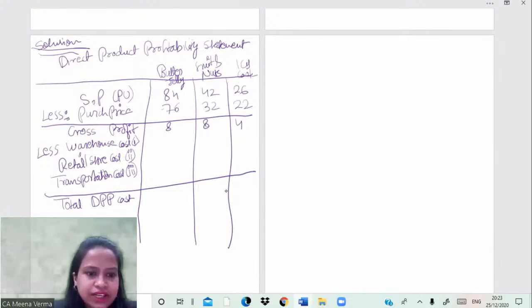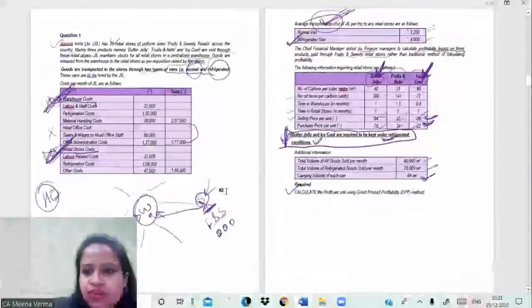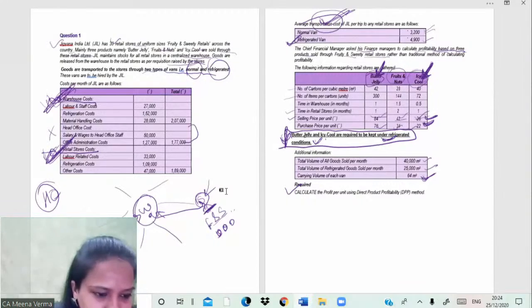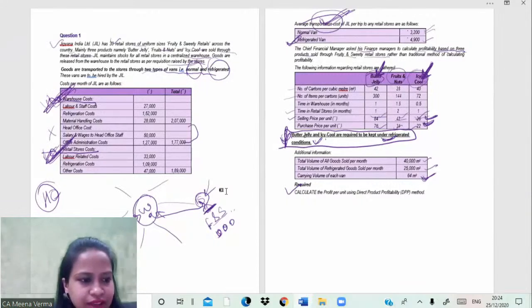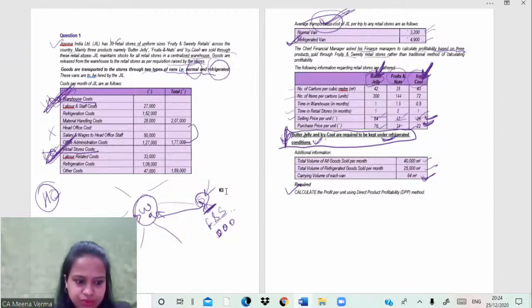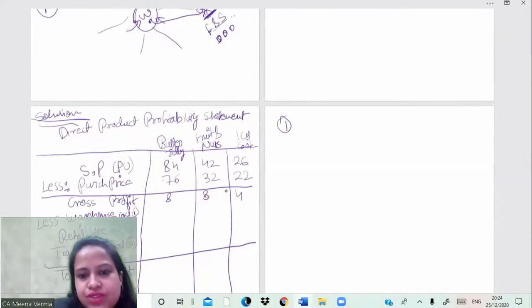Now we have to calculate the warehouse cost, retail store cost, and transportation cost. Can you calculate it for these values? I'm waiting for you. Can you at least try it on your own? Can you try to find the warehouse cost for butter jelly, fruit and nut, and icy? Similarly the retail cost, and similarly the transportation cost. Can you do this on your own? First, the warehouse cost.